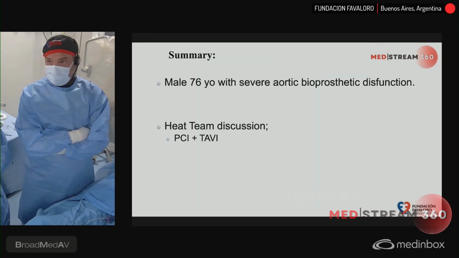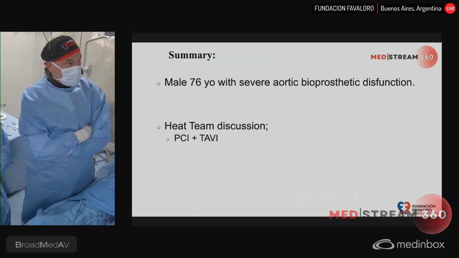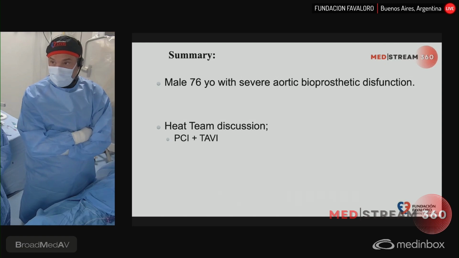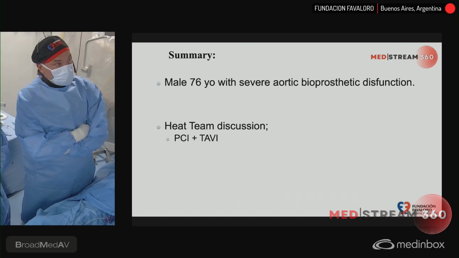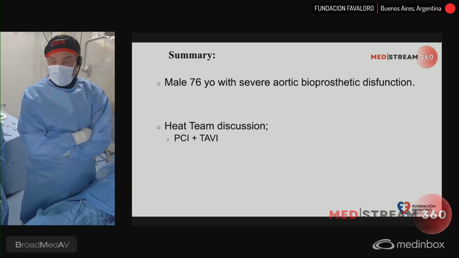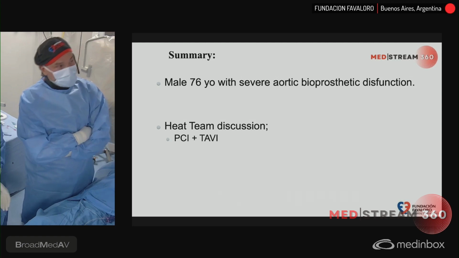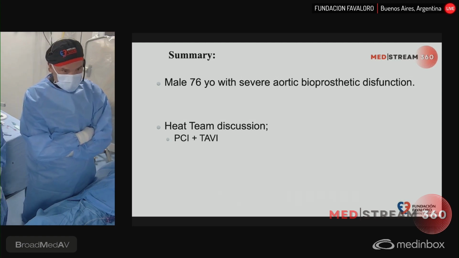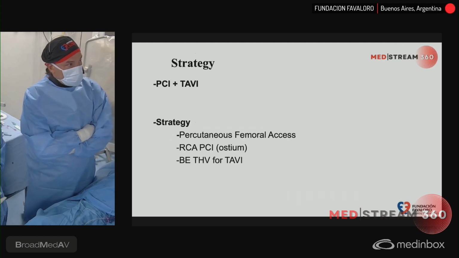So in summary, it's a 76-year-old male with severe aortic bioprosthetic dysfunction. We have decided to treat with PCI to the right coronary ostium and TAVI implantation for this bioprosthetic failure. So this is our strategy.